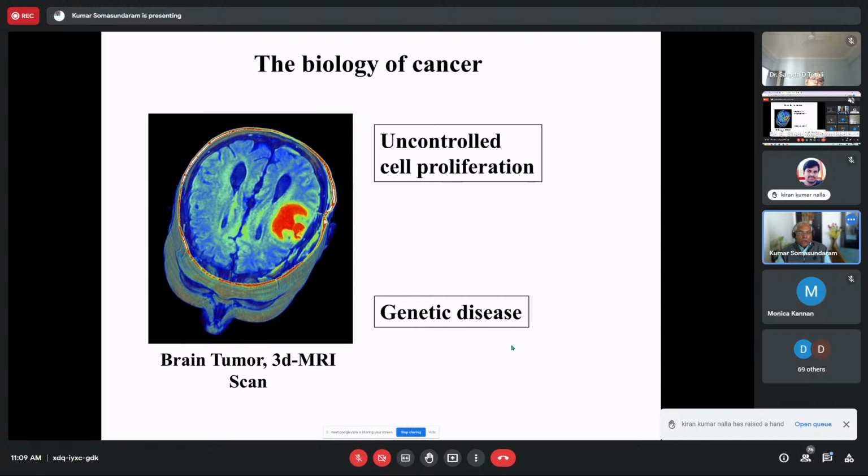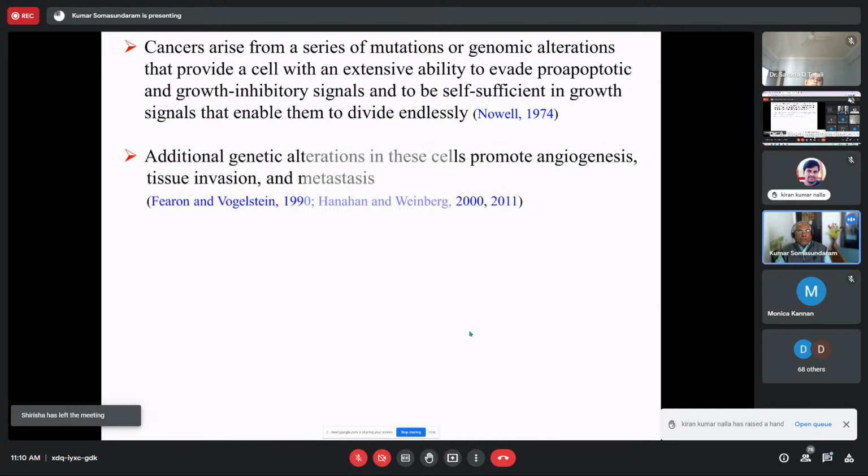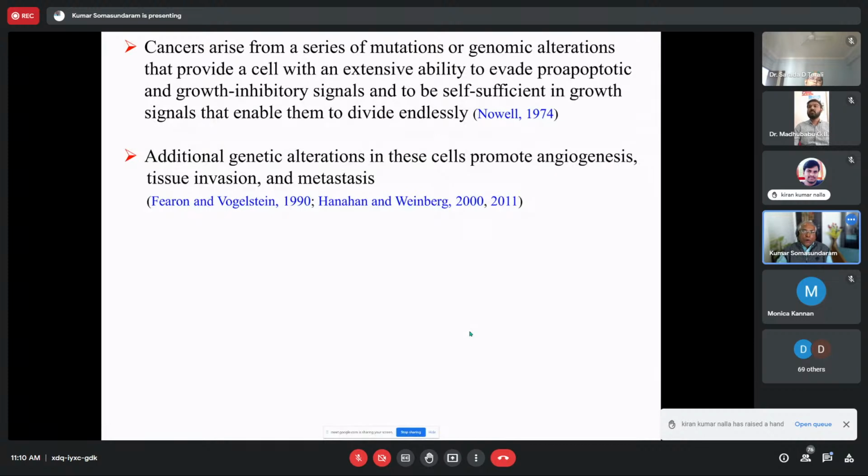If you look at a better way of defining cancer, I've taken these words from Peter Nowell's paper published in 1976. Cancers arise from a series of mutations or genomic alterations that provide a cell with an extensive ability to evade pro-apoptotic and growth inhibitory signals and to be self-sufficient in growth signals that enable them to divide endlessly. Subsequently, a few more points were added to this definition by Bert Vogelstein's group and subsequently by Robert Weinberg's group. That is, additional genetic alterations also occur in these cells to promote other characteristics like enhanced angiogenesis, tissue invasion, and metastasis. These two groups have come up with models.